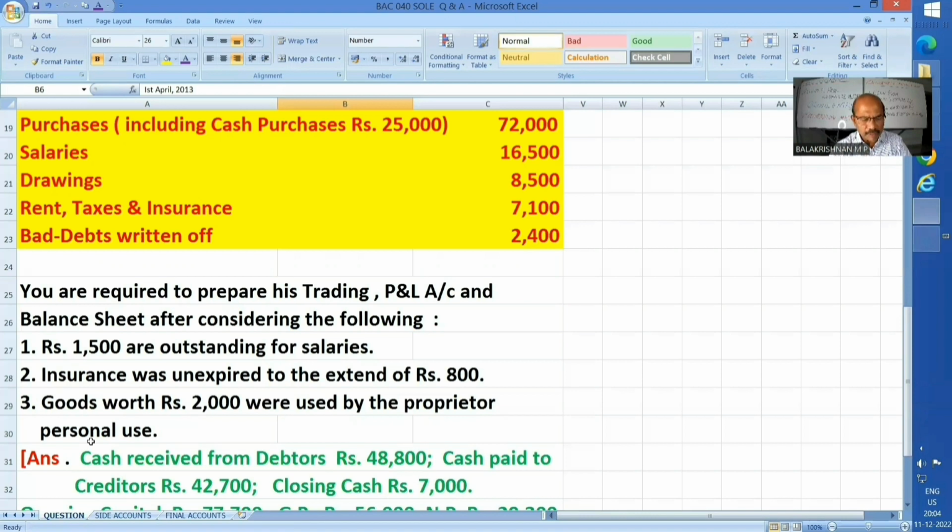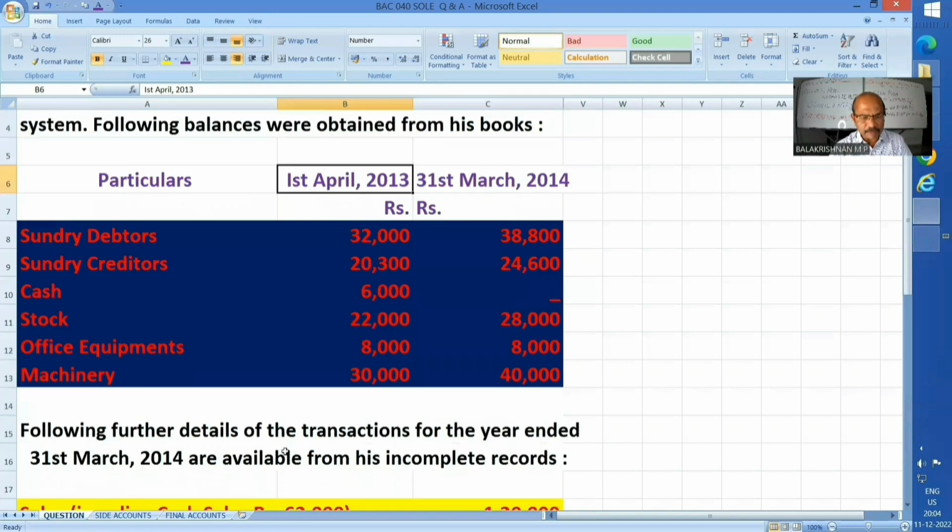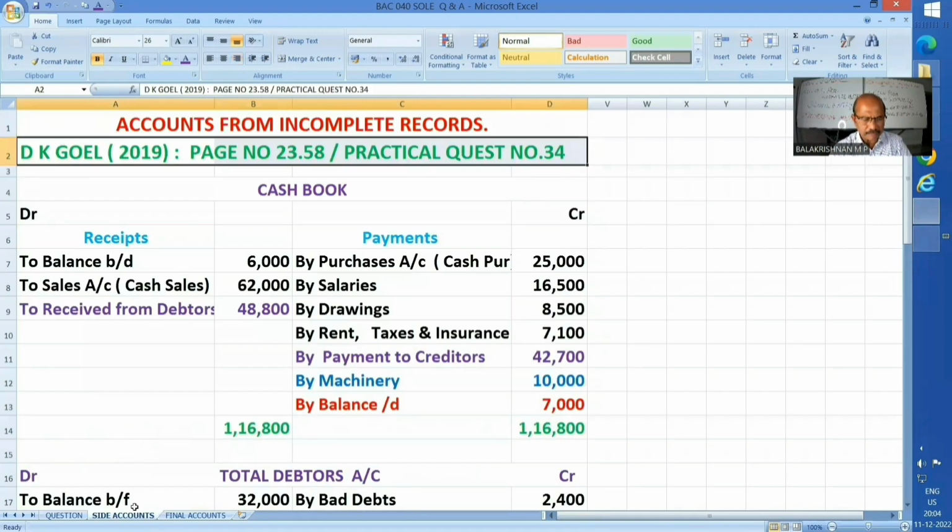Rupees 1,500 outstanding salaries, insurance prepaid 800, goods worth rupees 2,000 were used by the proprietor for personal use, that is drawings, and answer hints have been given. Well, let us proceed like this. All the side accounts, means sundry debtors, sundry creditors, cash account. These three, let us operate now. We will open these accounts and operate them in tandem. Okay, all available information, we are going to place it there.